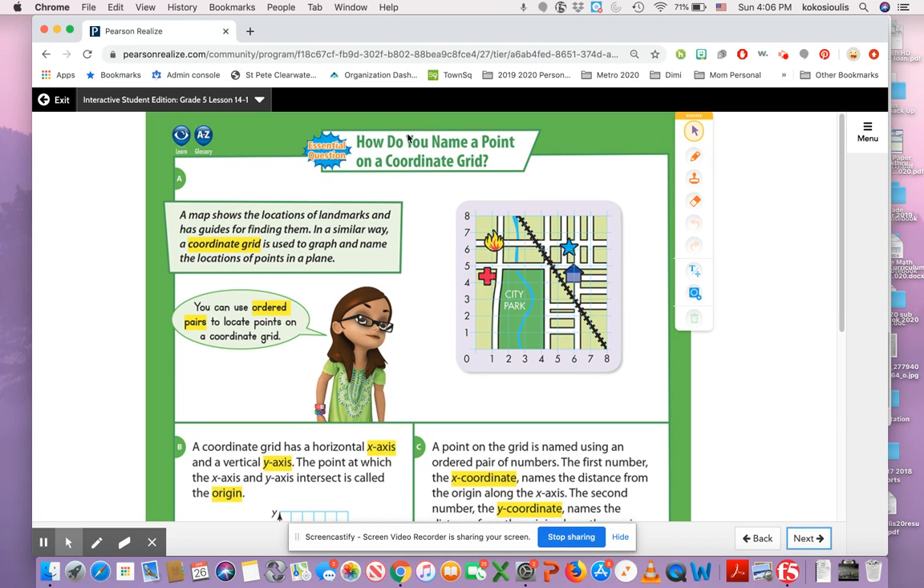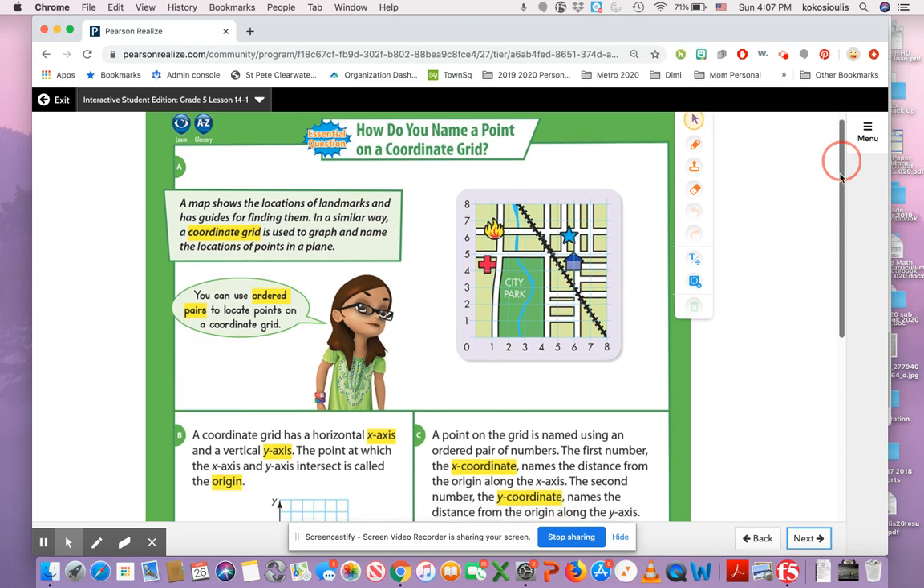Okay, how do you name a point on a coordinate grid? And why do you think this is important? Well, it's especially important if you want to tell somebody where the fire is, or where the hospital is, or where your house is, or where that star is, or where the park is. You have to give them some points to tell them there. A map shows the location of landmarks and has guides for finding them. In a similar way, a coordinate grid is used to graph and name the locations of a point on a plane, and you can use ordered pairs to locate points on the grid.